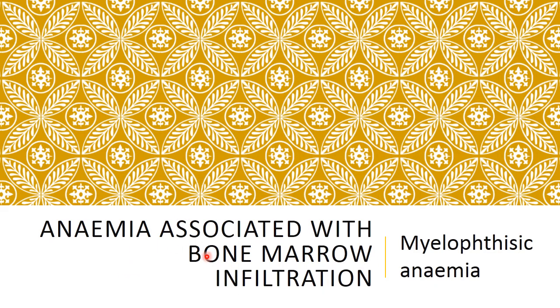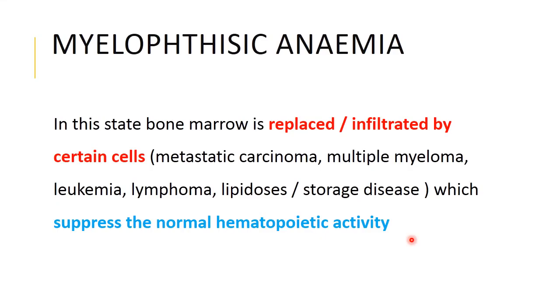Next type of associated anemia is anemia associated with bone marrow infiltration. It's also known as myelopathic anemia. In this state, bone marrow will be replaced or infiltrated by certain other cells. There is a list of conditions where the bone marrow is getting infiltrated with other forms of cells instead of the blood cells.